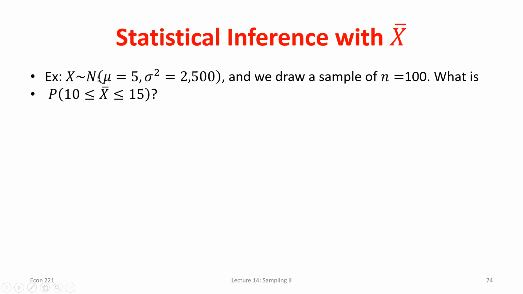So let's say I have this variable x. It's normally distributed. I know its mean. I know its variance. If I take a sample of size 100, what's the probability that from that one sample of size 100, I see a sample mean between 10 and 15? Okay.